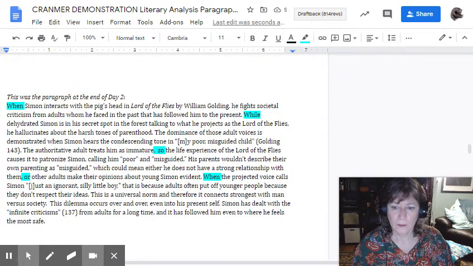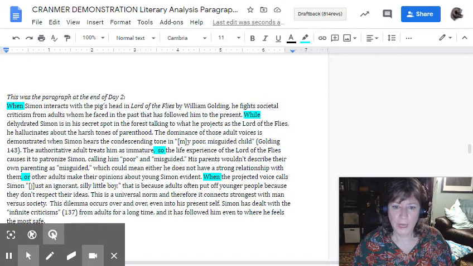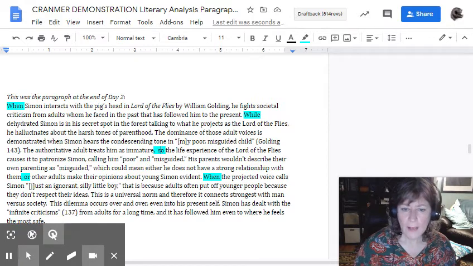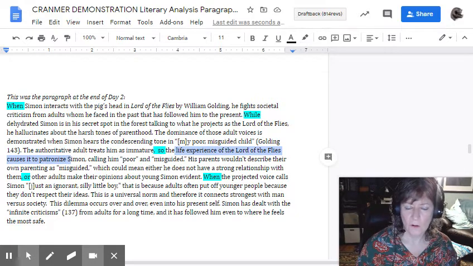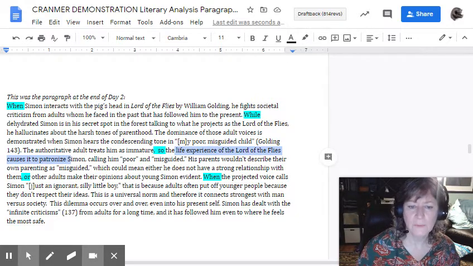So we're in pretty good shape. This is not a perfect paragraph, but we've made a lot of the corrections. I was just looking this over and I noticed one more thing that we should fix. There's probably other things later too. But another thing we need to fix is this one. We're talking about unnecessary words. We have "the life experience of the Lord of the Flies causes it to patronize Simon." Why do we need to have the life experience of the Lord of the Flies?